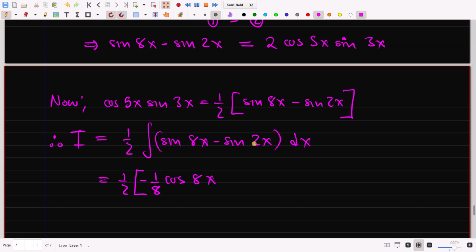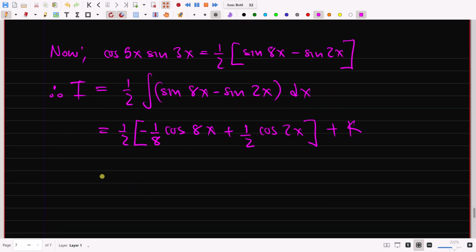So this is how we handle integrals of this sort. Let's do one extra example to practice more. Another example will be: evaluate now the integral of cos 10x cos 3x dx. So you'll be given something like that.